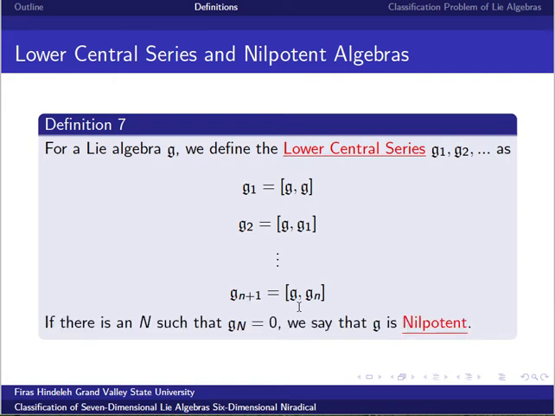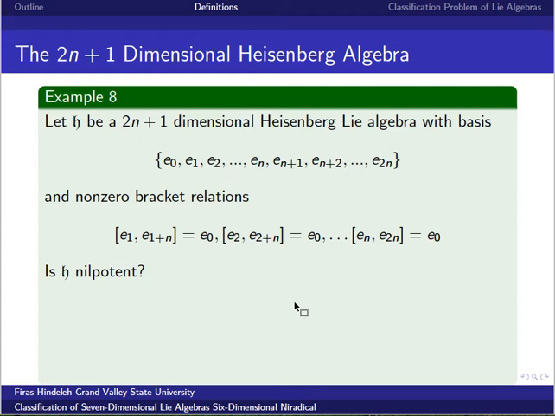If it does, then we call this algebra nilpotent. Otherwise, it is not nilpotent. So here's an example. This is the 2n plus 1 dimensional, so that's an odd dimensional Heisenberg algebra. Its non-zero brackets are the following.